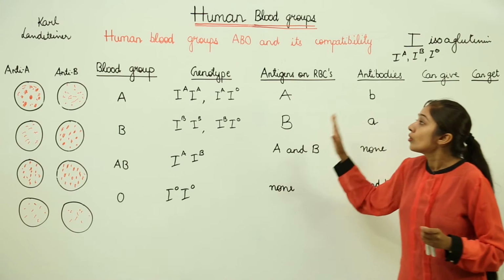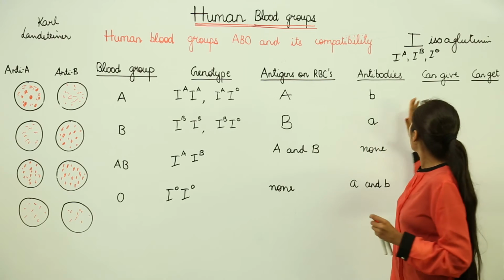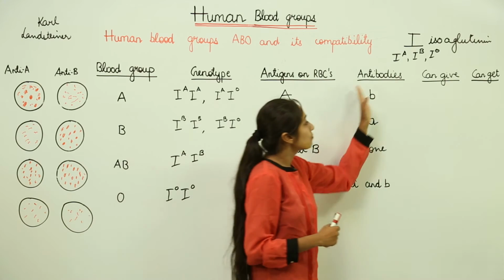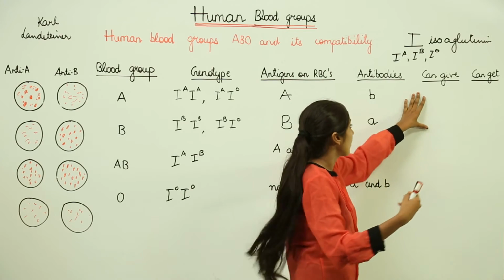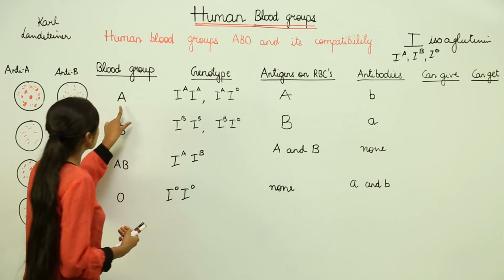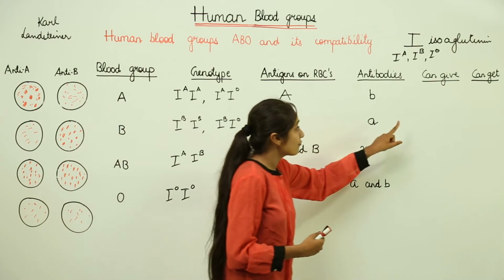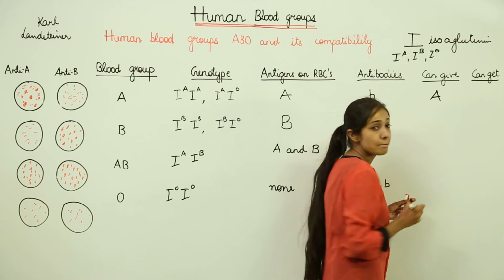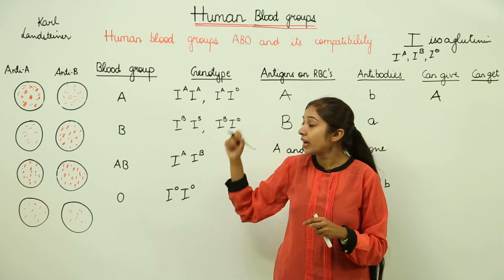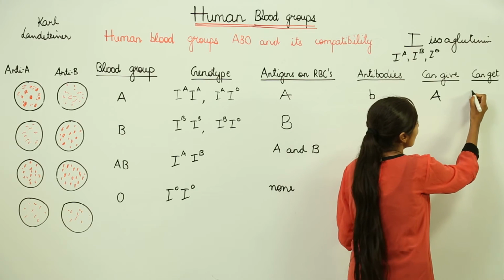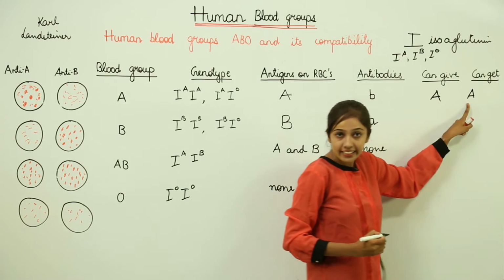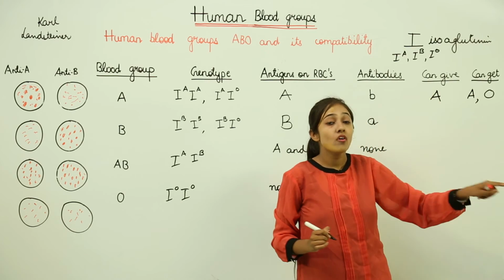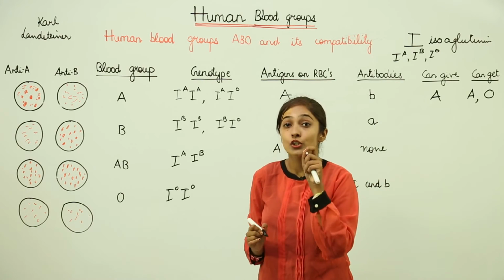Now coming to the question: what type of blood group can donate its blood to what type of person, a different blood group? See, the person having blood group A can give blood to a person having blood group A, and can get blood from A, definitely, and then from blood group O also. Why? Because O is actually a universal donor.